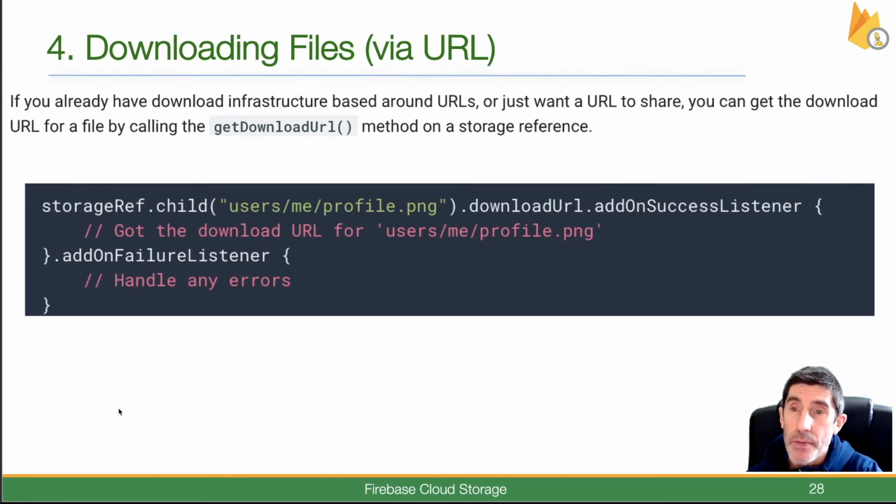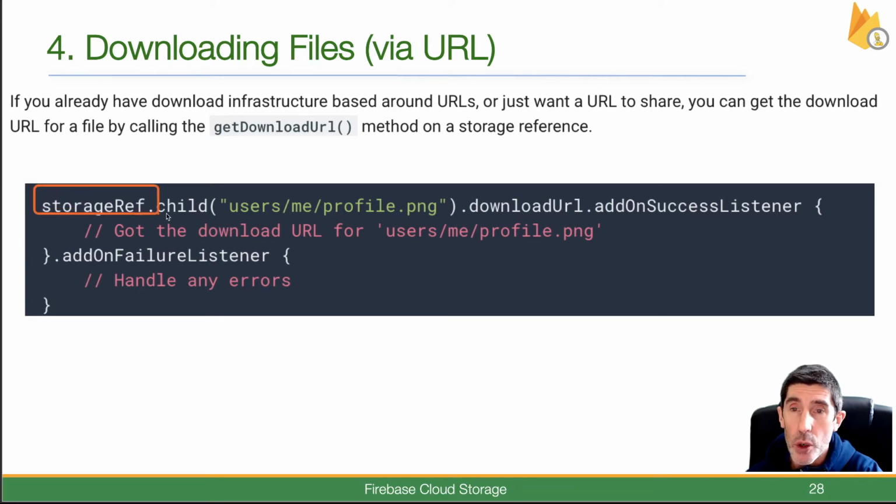Via URL. If you already have download infrastructure based around URLs, or just want a URL to share, you can get the download URL for a file by calling the getDownloadURL method on a storage reference. We've seen that before, but you can actually access it directly outside of the upload task that you would have been using to get the reference to begin with.